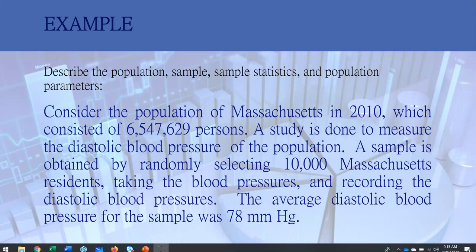Then the sample is the little group that they picked from to do the actual study. So the sample is the 10,000 residents that got picked. The sample statistics then is the information that they got from those people, from that group. And that information was that the average was 78 millimeters of hemoglobin. So then we would assume that if that's the average from the sample, then as long as everything was done randomly, then the entire population parameter would also be about 78.